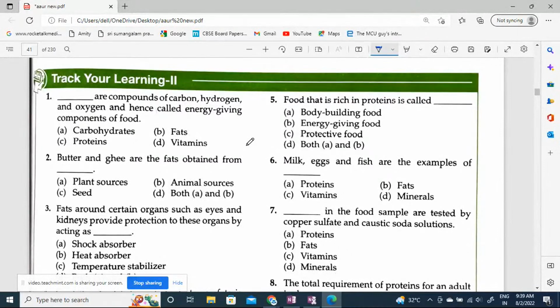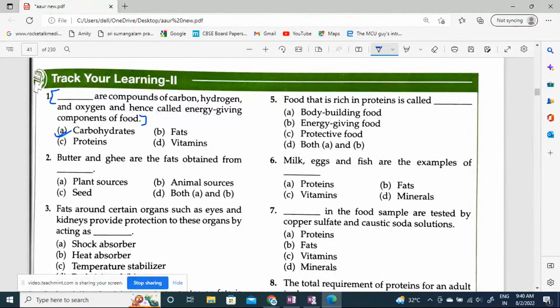That is carbohydrate. Tell me the answer. It is a very good definition of carbohydrate: carbohydrates are the compounds of carbon, hydrogen, and oxygen, hence are called energy giving components of food. Best answer. Next, tell me: butter and ghee are the fats obtained from which sources?